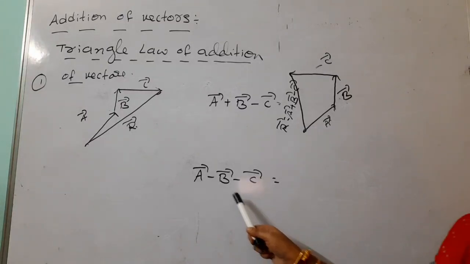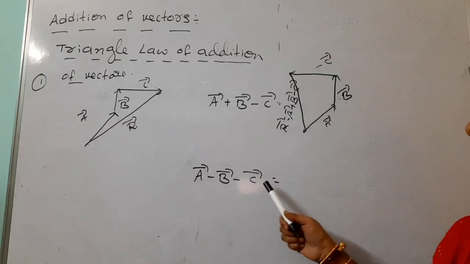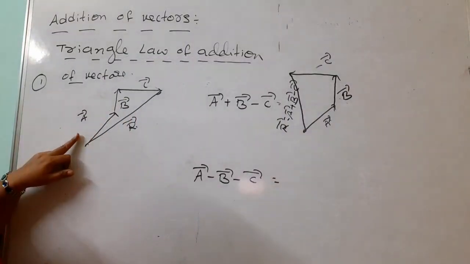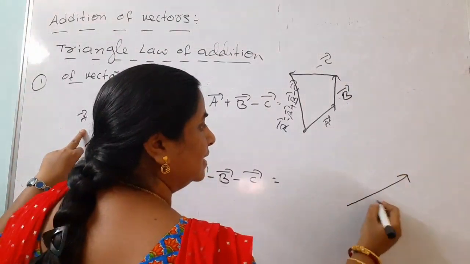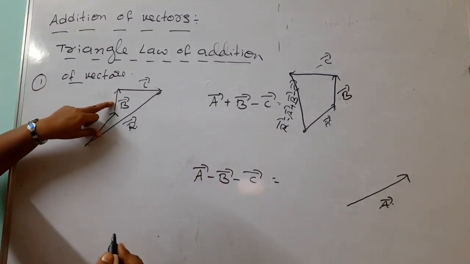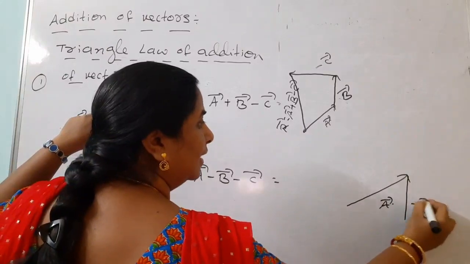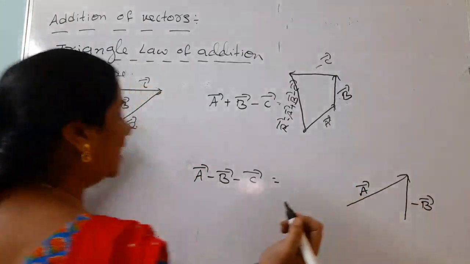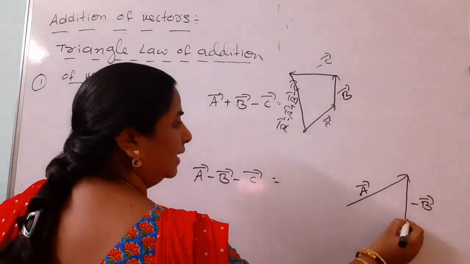And one more question is the second one, where they have given A bar minus B bar minus C bar. No problem, we can draw this. Parallel to A bar is like this. This is the A bar. But we want anti-parallel to B bar. See, this is the minus B bar. This is the A bar and this is the minus B bar. Then minus C bar, we can take like this.